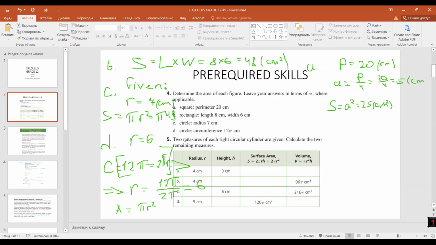Write down all of those formulas. Please write the area of a square, area of a rectangle, area of a circle, or just circumference. Write it down as well, okay? Because if you have it in your copybook, you can refer to it quickly. You don't need to Google it every time, you know.